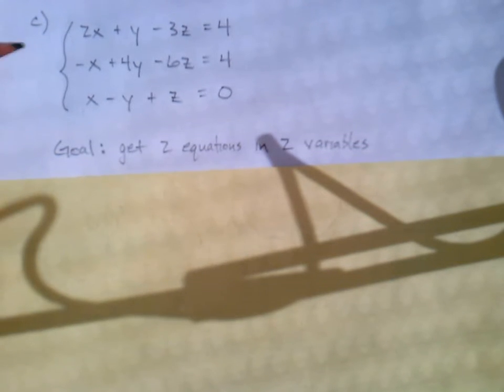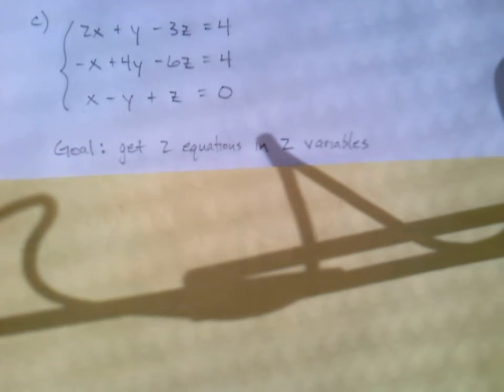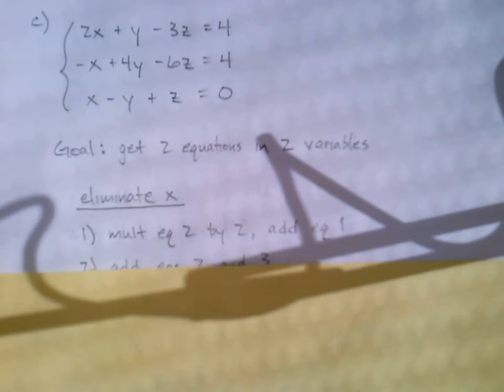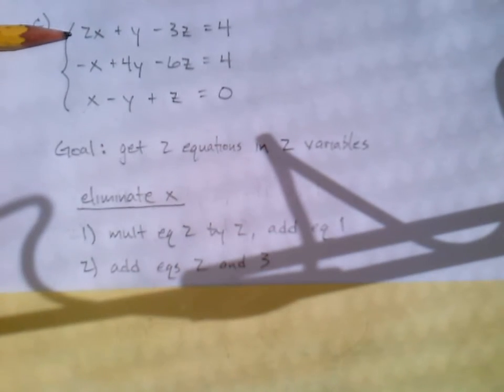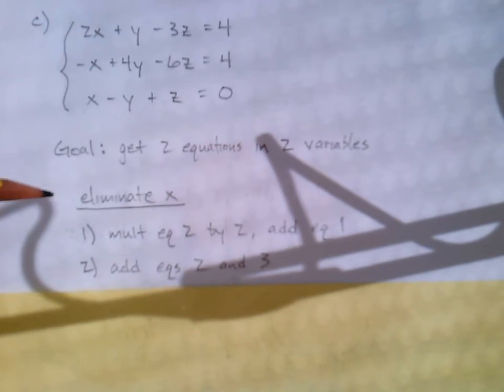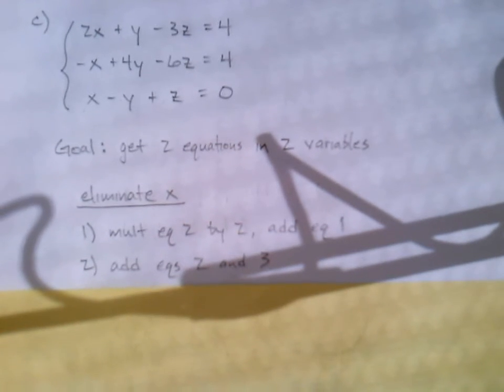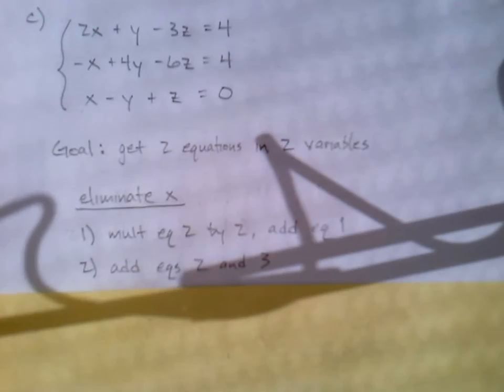I'm going to pick x to eliminate. Just why not? It's the first. Any of them would work. I'm going to go with x. So I'm going to eliminate x two different ways. Here they are. I'm going to multiply equation 2 by 2 and add it with equation 1 to do it the first time. And to eliminate it the second time, I'm just going to add equations 2 and 3. And then I'll have two equations with x eliminated, so two equations with y and z. Okay, let's go ahead and perform that.